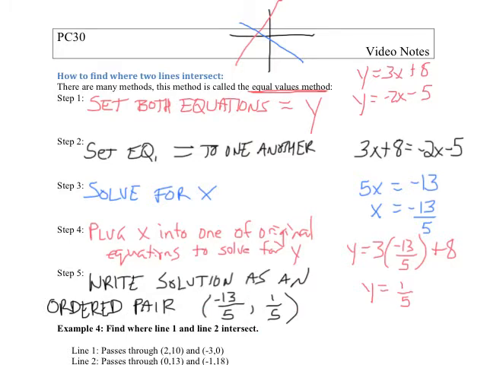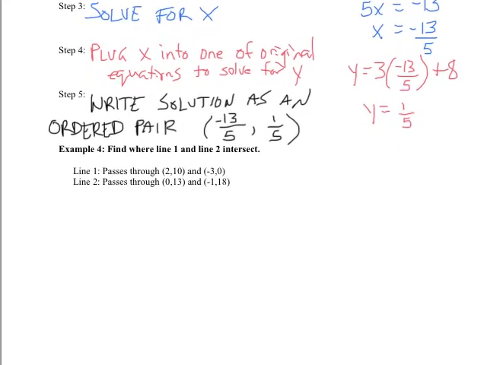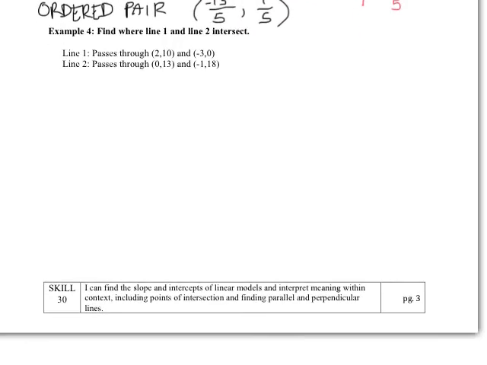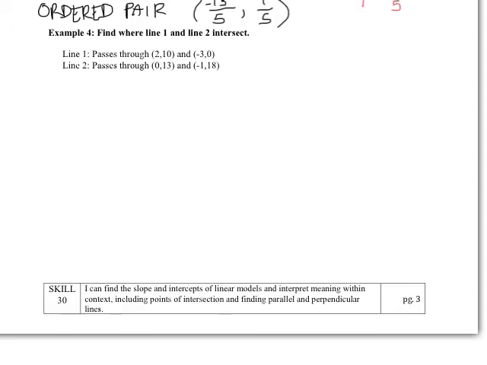Alright, so let's do that with an example. Example 4, find where two lines intersect. Oh, they don't give us the equations. They give us 2 points. So we're going to have to generate the equations. So let's do that for the first problem.